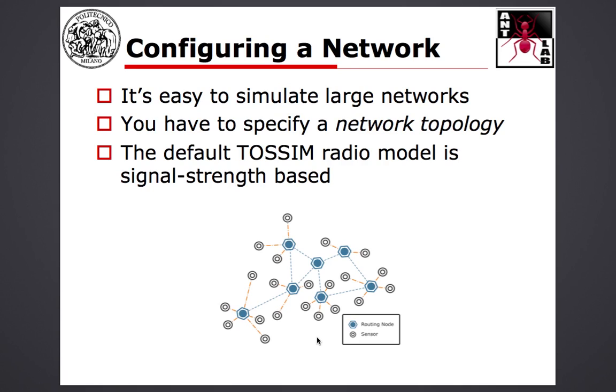Just remind that the radio model that is used in Tossim is signal strength based, meaning that what you actually specify is what is the strength of a signal which is transmitted by one node and received by another node. Okay? So you can either specify if the strength is high, meaning that you have a good link, or if this strength is very low, meaning that you have a weak link.